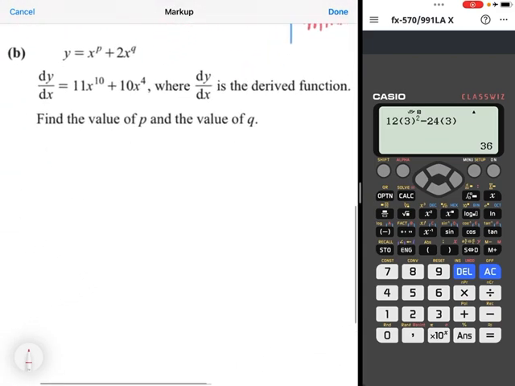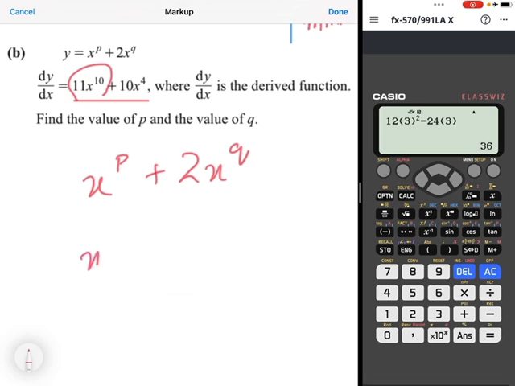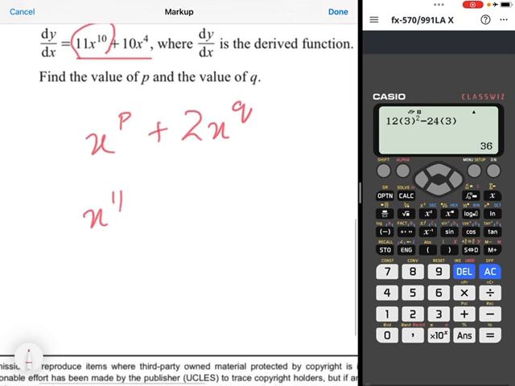Now look at the question. They say that y equals x power p plus 2x power q, where the derivative is given. So it means that x power p is something, and 2x power q. So here we have 11. So it means that it was x power 11, because if I differentiate it, the power comes down, so that can be written as 11x power 10. Okay, so the value of p is 11. That's good.